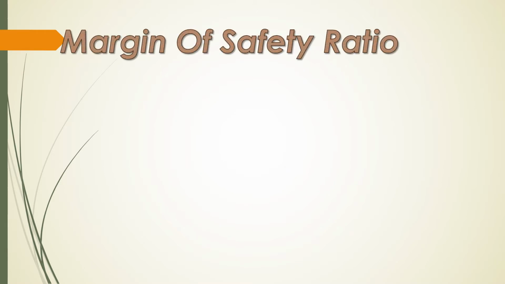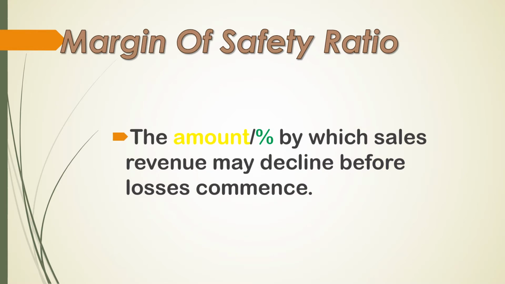Today we're going to be looking at a very interesting topic in cost accounting, which is margin of safety ratio. This is the amount or percentage by which the sales revenue may decline before losses can commence in a business or a company. Now, this topic should not be studied in isolation. Please refer back to the previous videos on contribution and break-even points. The links are there on your screen so that you can follow up nicely with this topic.